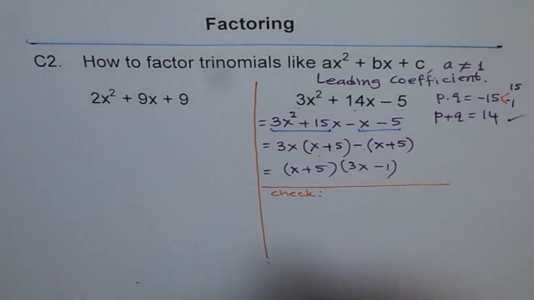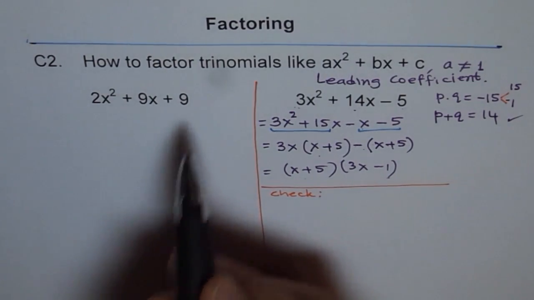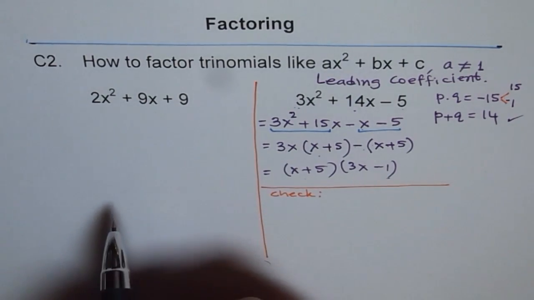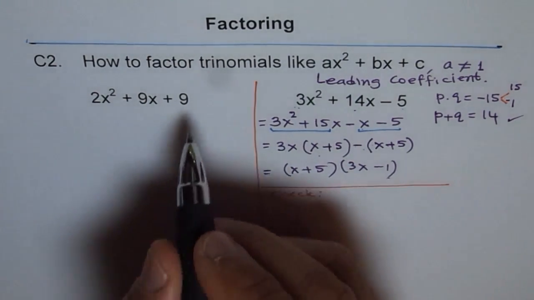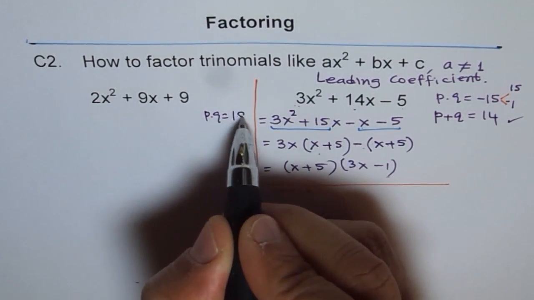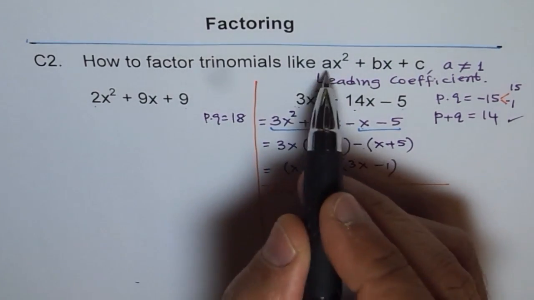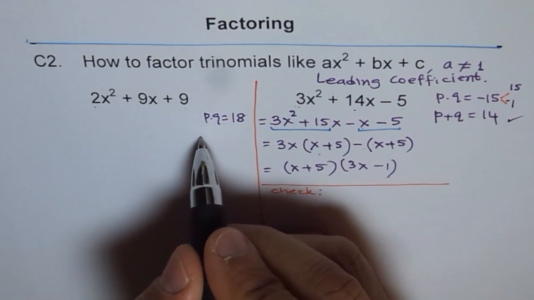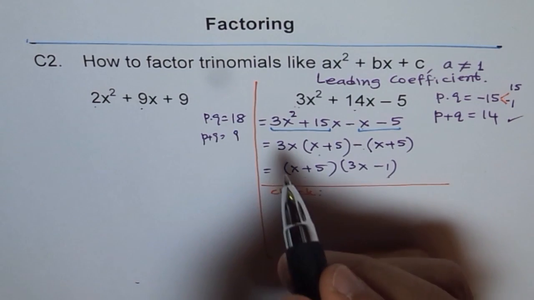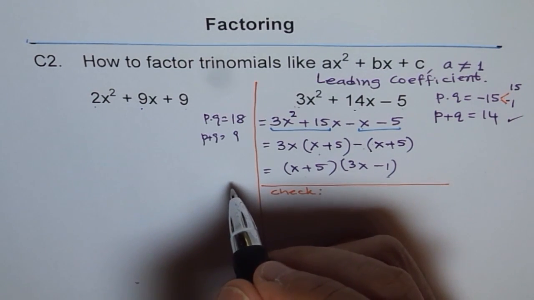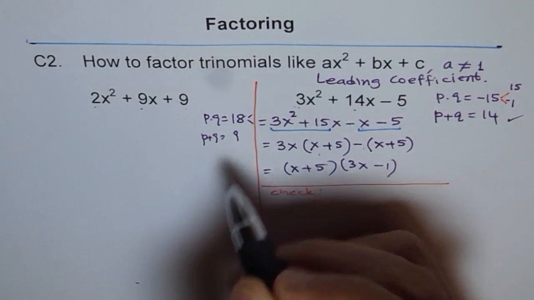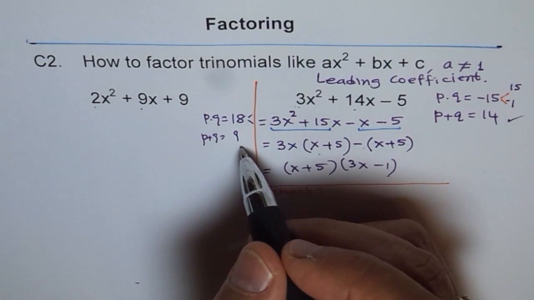Now here, as I said, we are looking for two numbers, p and q, whose product should be how much? 2 times 9, correct? So, we are looking for two numbers, p times q, whose product is 18, ac, a times c, okay? And whose sum, p plus q, is 9. Everything is positive, all numbers related will be positive. So the numbers are 18, we've got limited choices. That's why I write product first and sum later, correct?